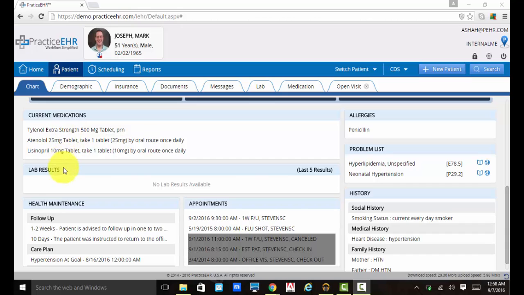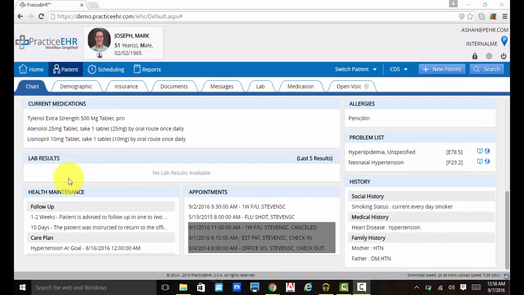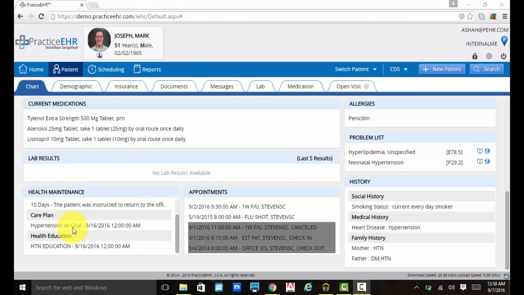Right under current medications, we have the list of labs. If anything came back via interface, you will see them under lab results, which is followed by health maintenance, which tells us the patient's follow-up information and care plan information.